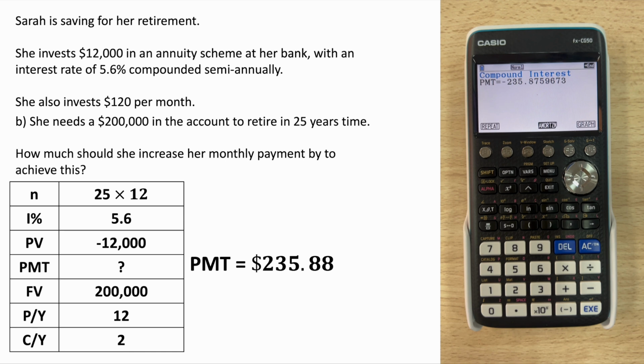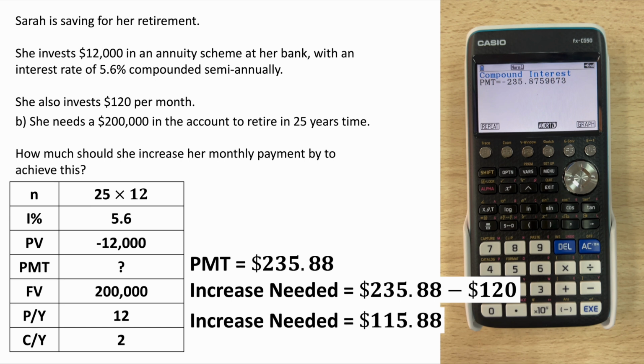However, the question asks, how much should she increase her monthly payment by? Well, what we need to do is subtract. So our new payment is 235.88. Our old payment was 120, so we subtract them. And so the increase needed was 115.88. She needs to pay in 115.88 more every month. And that is the final answer.